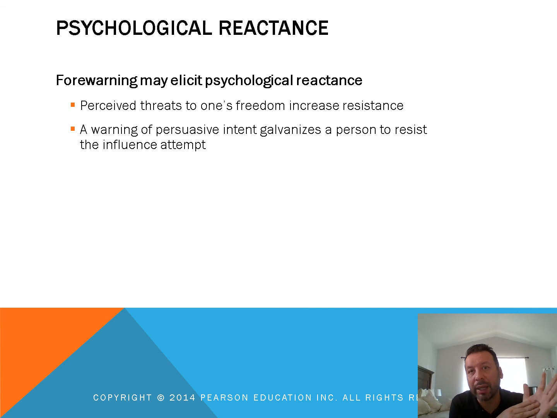And then psychological reactance. Forewarning may elicit psychological reactance. Perceived threats to one's freedom increase resistance. That means that when I fear that someone's going to take away my freedom in some aspect, I'm going to resist. I'm going to fight, right? A warning of persuasive intent galvanizes a person to resist the influence attempt.